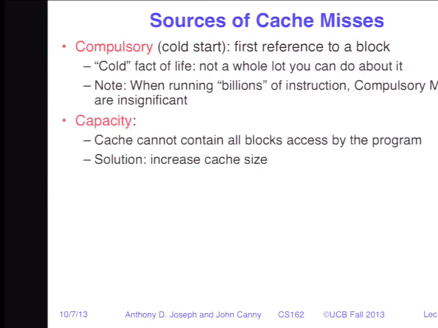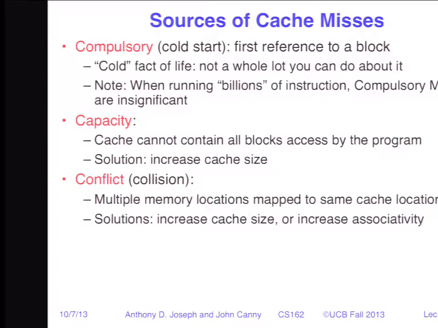Okay, so our second one is the one that was mentioned in the back, which is capacity. We can't contain all of the blocks that are going to be accessed by the program. The solution here is simply to make our cache larger. There is actually a solution to compulsory misses, which is we could just preload everything. But the downside of preloading is that it delays us from starting execution, and it's usually faster to just page in on demand.